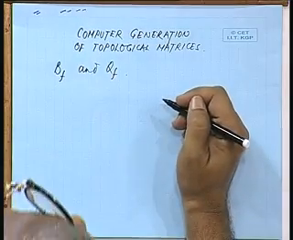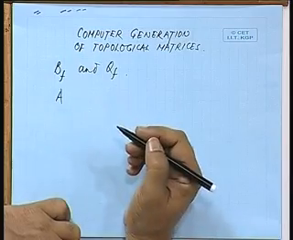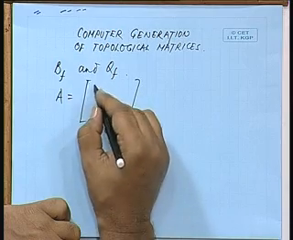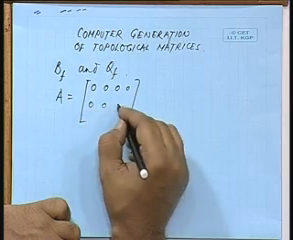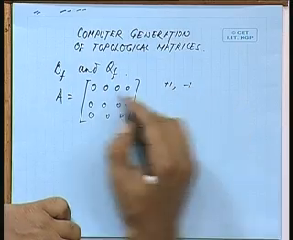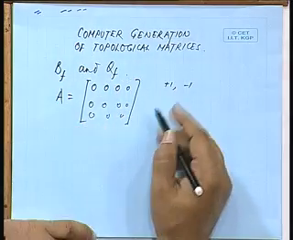Today we shall be discussing computer generation of topological matrices. Now, generation of the matrices BF and QF is quite a formidable task. We have seen how to generate A. We started off with a zero element matrix and then we filled it up with +1 or -1 depending on the interconnections between various elements.